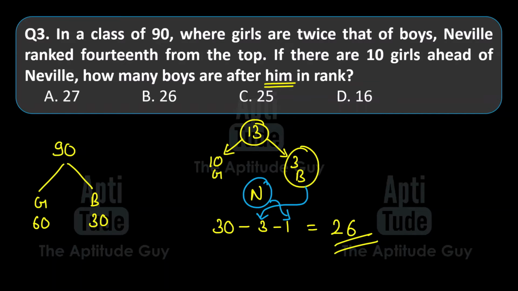Then they can also ask what is Neville's rank from the beginning if only boys are considered. Then what will be the answer? We have 3 boys ahead of him, so Neville will be the 4th boy.